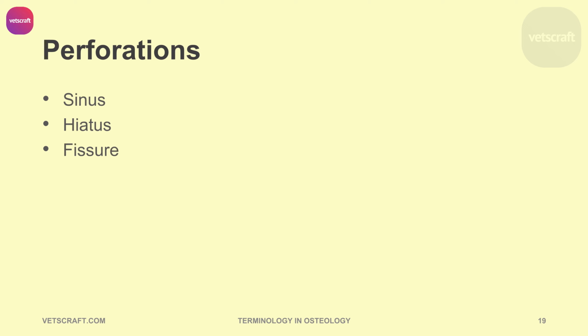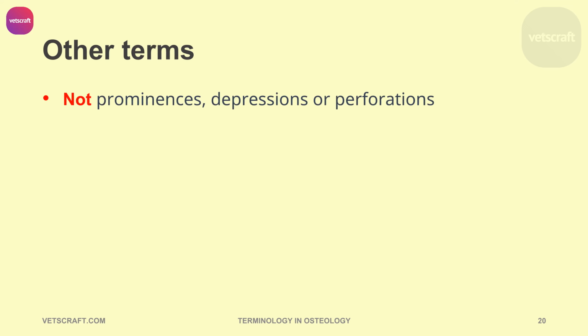Sinus is an air cavity within the bone, lined by mucous membrane, and communicates with the exterior. And hiatus is a depression leading to two or more foramina. Fissure is a narrow cleft in a bone. Some terms are not prominences, depressions or perforations. These we will see in other terms.